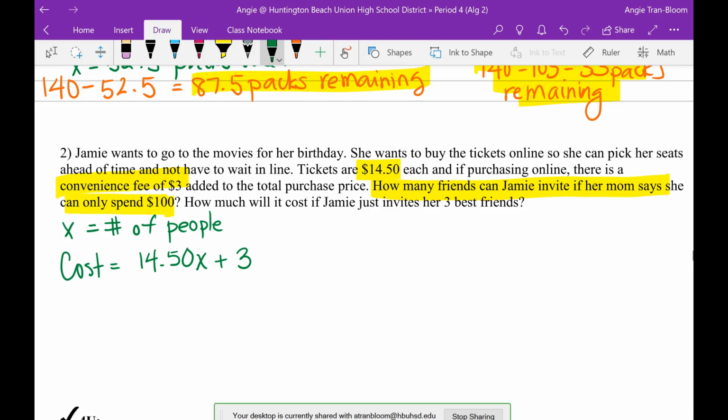Okay. Part A says, how many friends can Jamie invite if her mom says she can only spend at most $100? What do you do there? Yeah, the cost is $100. Okay.